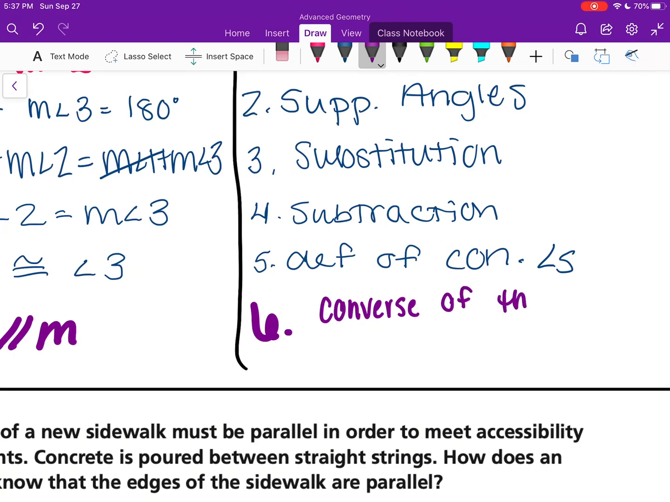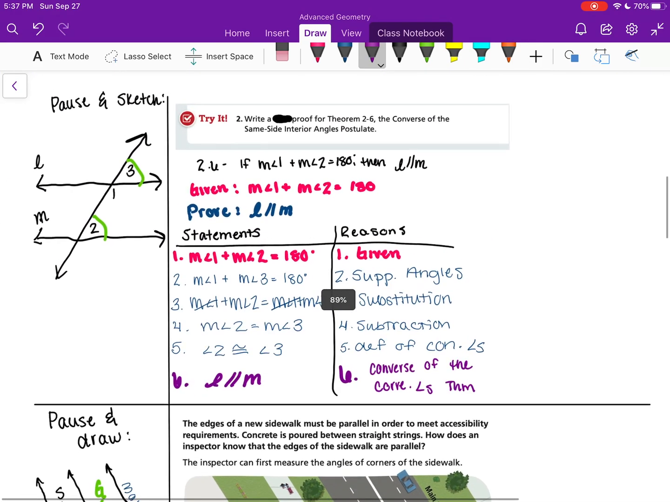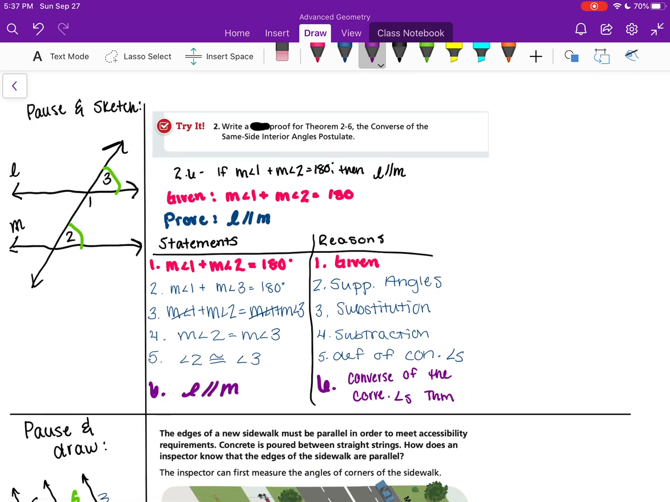The converse of the corresponding angles theorem. So notice how we just used one of the theorems to prove that a different one was true. We just used the converse of the corresponding angles theorem to prove the same side interior angles postulate. So you can use anything you know in geometry to prove things.